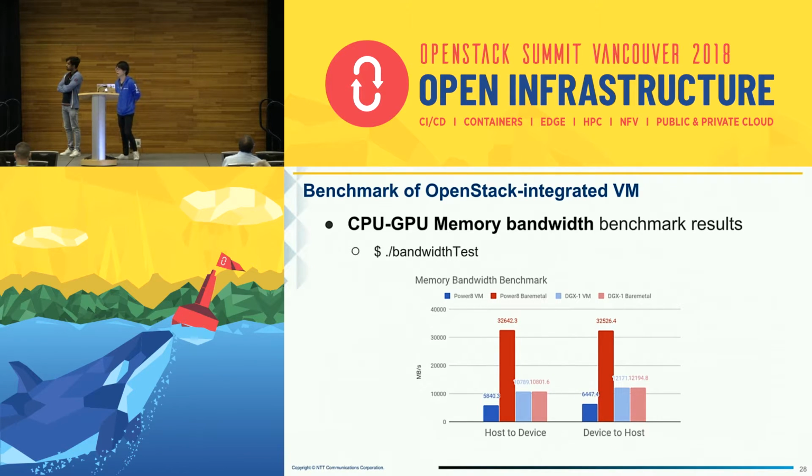We tried to discover the reason for the performance degradation, and we found a cheap memory bandwidth between CPU and GPU. The left graph is host to device bandwidth, and the right one is device to host. In both of them, the Power8 VM has 1/5 of the Power8 baremetal performance, and even half of Intel baremetal or VM. In this state, there is no reason to use Power8.